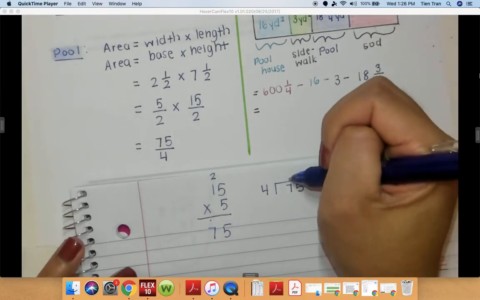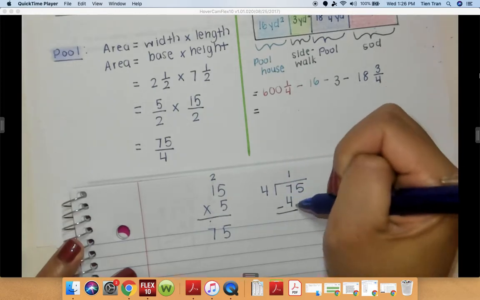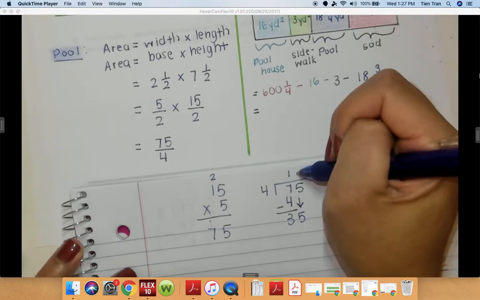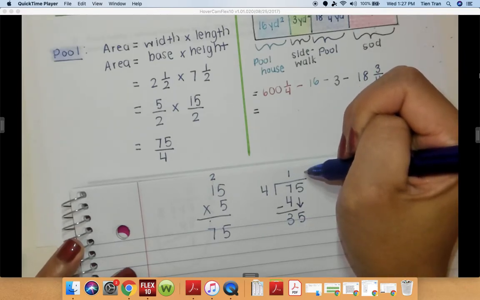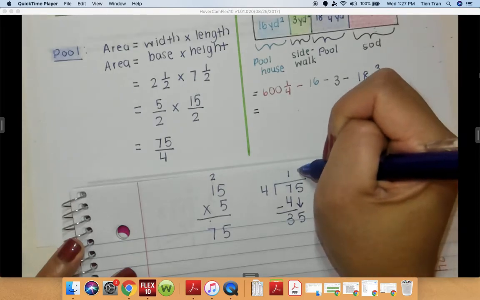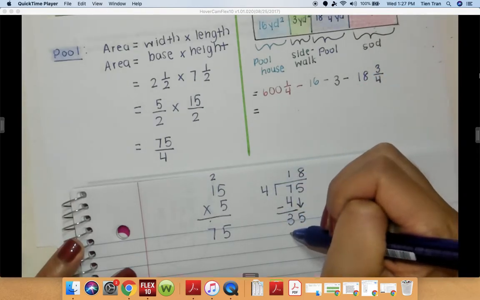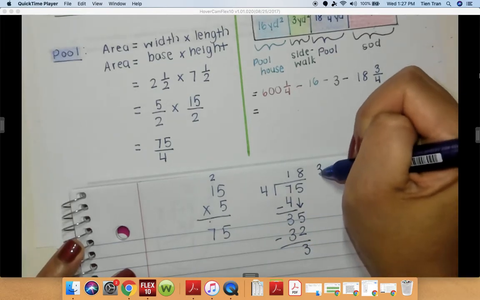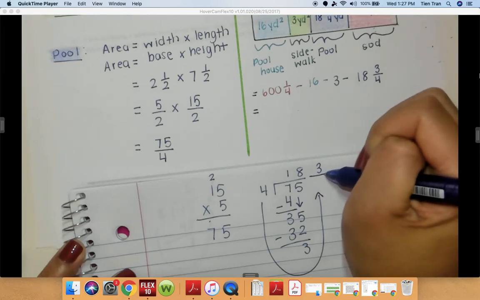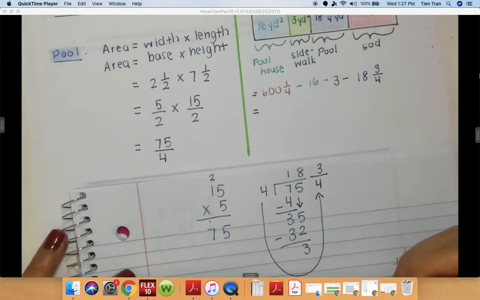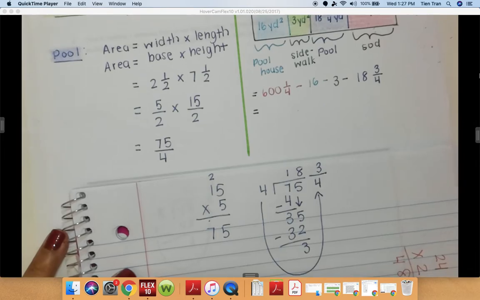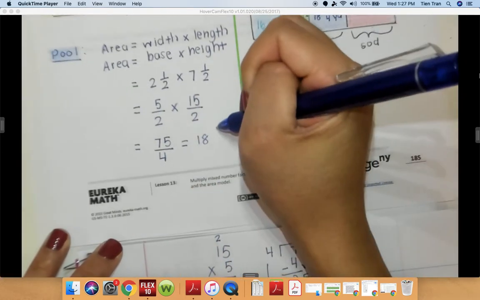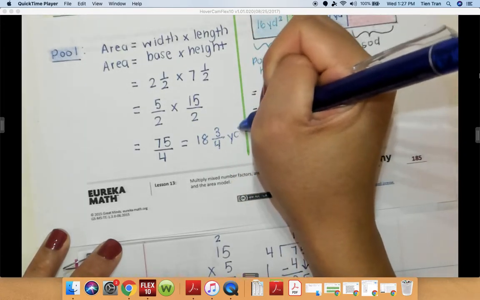4 goes into 7 once. 7 minus 4 is equal to 3. Bring down my 5. 4 goes into 35, let's see, 8 times, right? Because 4 times 8 is 32. 35 minus 32 is 3. My remainder is 3. So that becomes my numerator, and my denominator is 4. So I get 18 and 3/4. Let me write that down here. 18 and 3/4 yards squared.